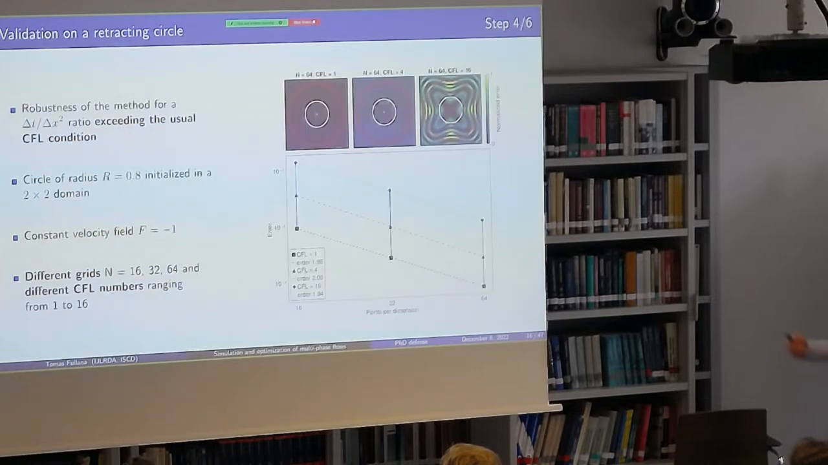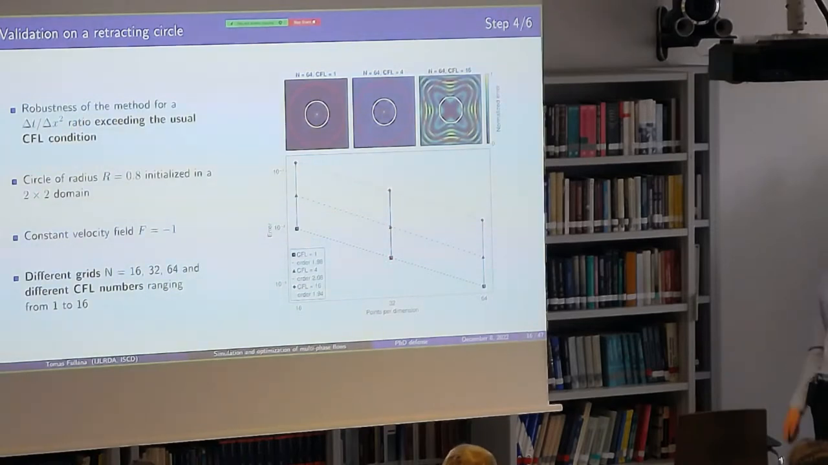To validate this, we initialize a circle of radius 0.8 in a 2 by 2 domain, and we input a constant velocity field of minus 1, meaning that the circle will shrink. We compare this with an analytical solution, and we test this for different grid sizes, ranging from 16 to 64, and different CFL numbers, ranging from 1 to 16. What we see here is that no matter the CFL number, the order of convergence is still 2. However, of course, as you increase the CFL, the absolute value of the error goes up, this blue line is increased.